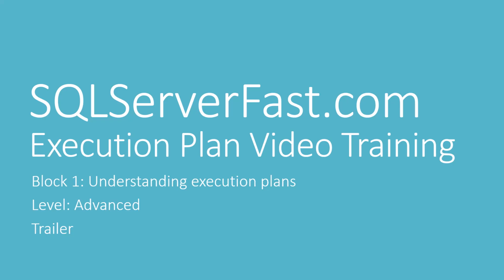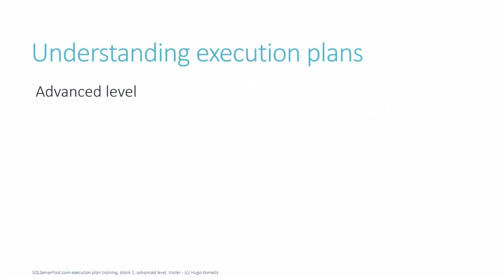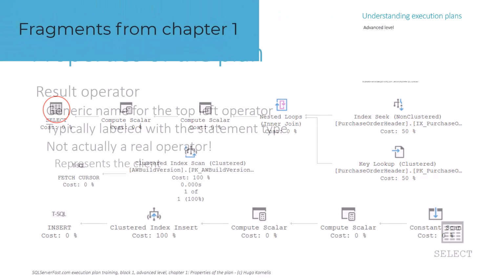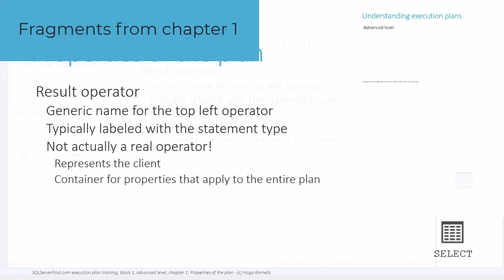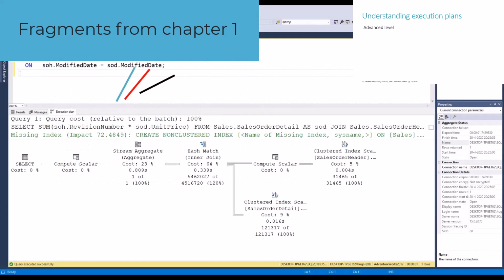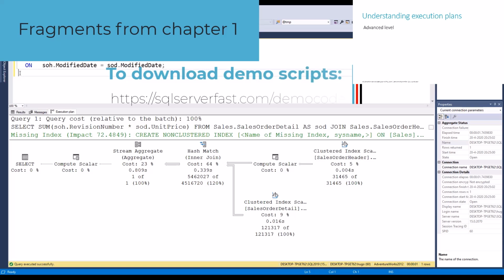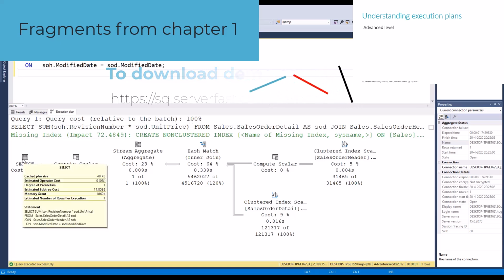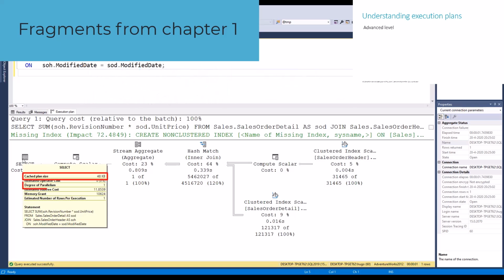In the advanced level of Block 1, we will continue to present generic knowledge about execution plans. A lot of the content in this level is about properties. Properties are not directly visible in the execution plan, and yet they are perhaps the most important element of such a plan. We already touched on the relevance of properties in the basic level, and we also presented the most important properties. Here, in the advanced level, we have two full chapters devoted to properties.